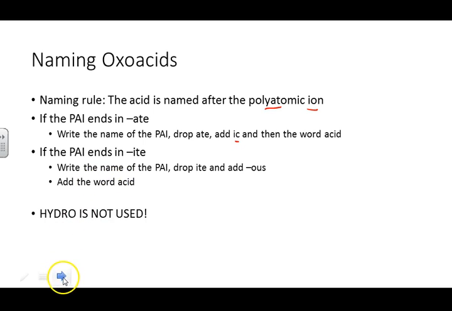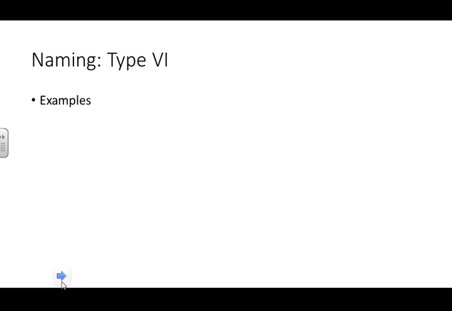Hydro is not used with these acids. If hydro is used, it's a binary acid. So examples. Have HClO3. Everything but the hydrogen is the polyatomic ion. So we have ClO3, which has a negative 1 charge. This is called chlorate. Chlorate ends in ATE. So to name this acid, we know it's an acid because it has hydrogen with this negatively charged group of atoms. So we would call this chlor, drop ATE, add IC, chloric acid.